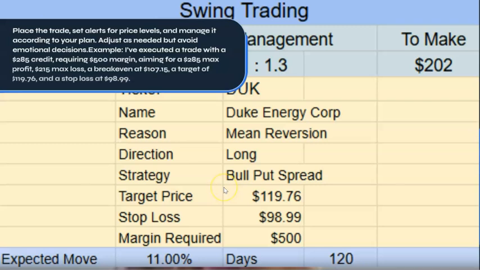Well, the last step is to execute and monitor. You set your alerts, you manage this according to your plan, you roll up, close out as needed. This is not a set and forget. As long as this trade stays above 107, we have a winner on our hands. We can make up to $200, which is our expected win.